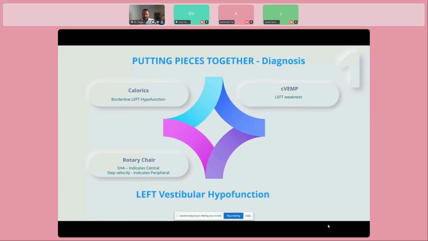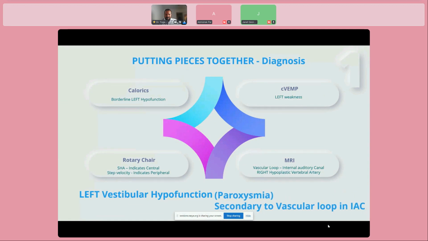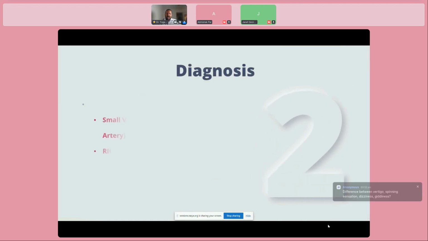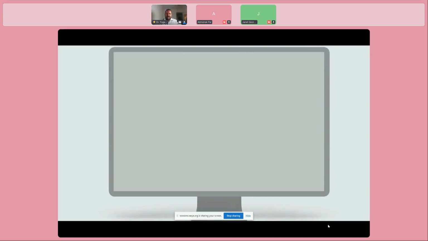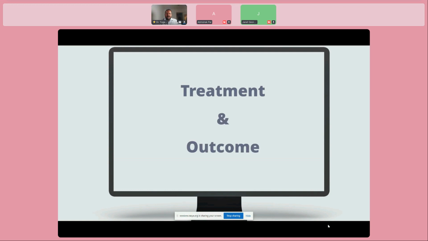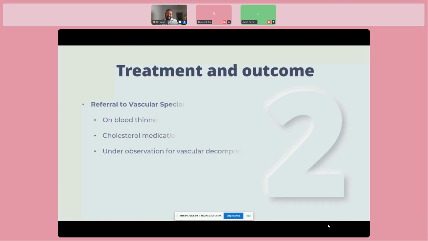Again, we decided to send for an MRI, and we found out that there is a vascular loop in the internal auditory canal, and that is the reason for the issues that have been happening for 14 years. So what are the treatment options? Were there any improvements? Obviously, yes.